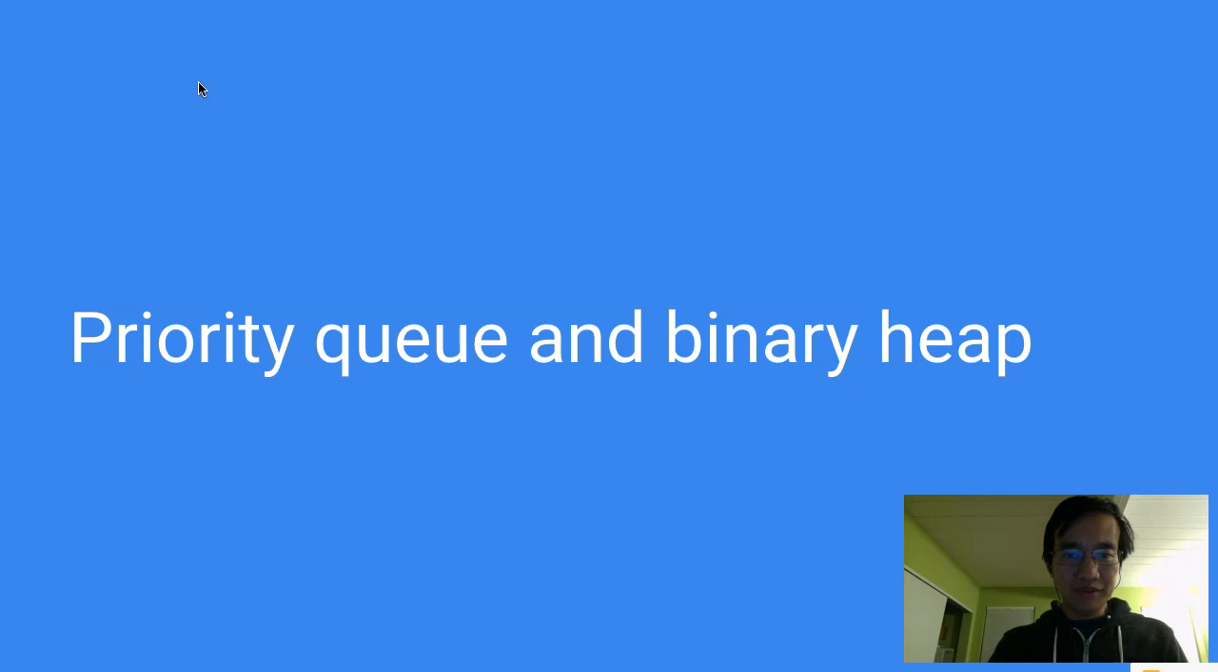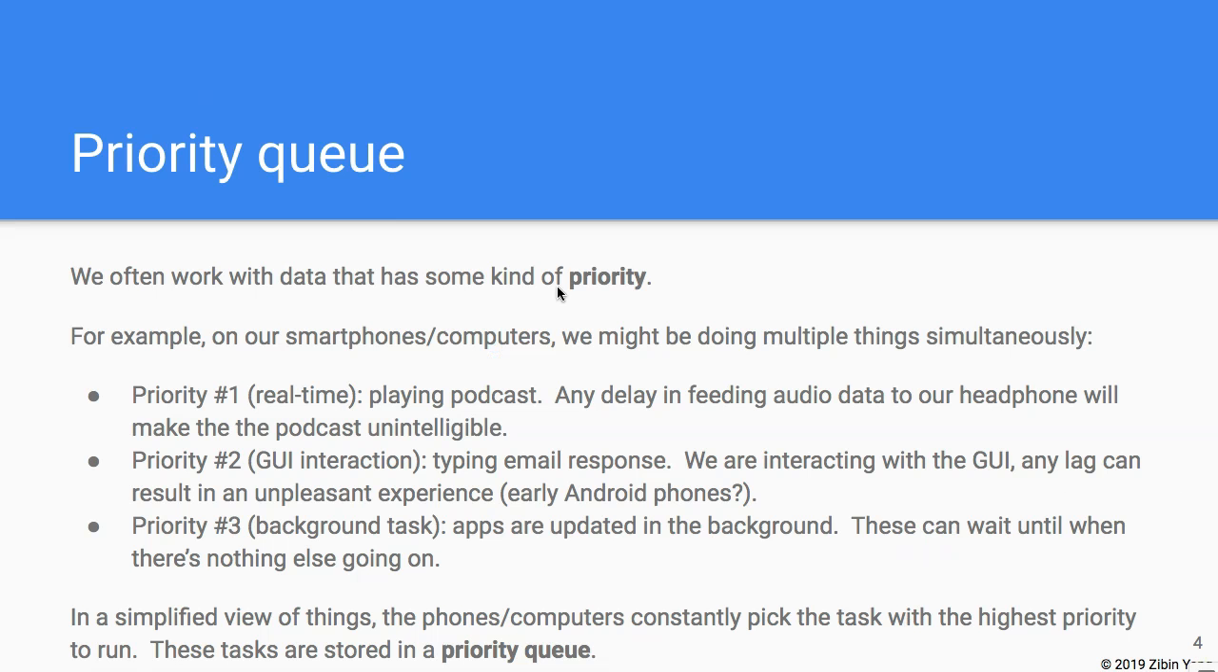Hello, in this video we're going to introduce the idea of priority queue and binary heap. The motivation for priority queue is that oftentimes we work with data that has some kind of priority. Let me just give an example of that.